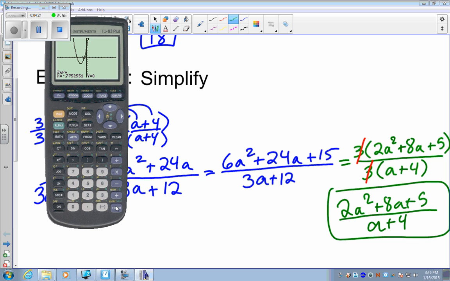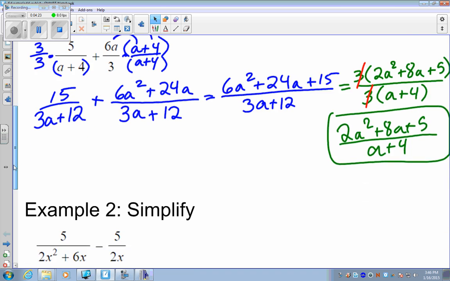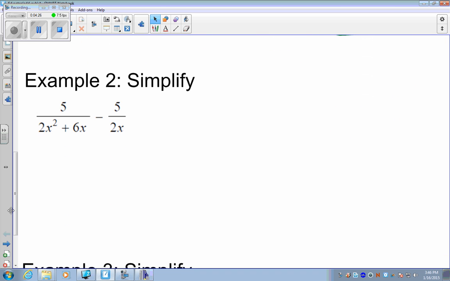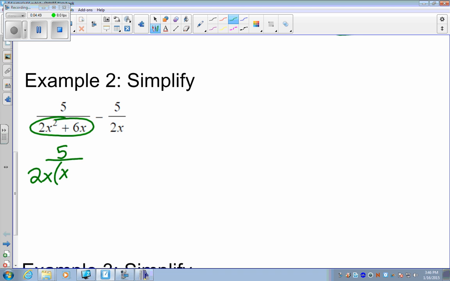Moving on. Simplify it again. In this case, sometimes it might be beneficial if you factor right away. So if I look at the problem, I can see that the first denominator, I can factor out the greatest common factor of 2x. So I'm going to rewrite the problem, factor out a 2x. That's x plus 3 left over, and minus, on the second fraction, you have 5 divided by 2x.